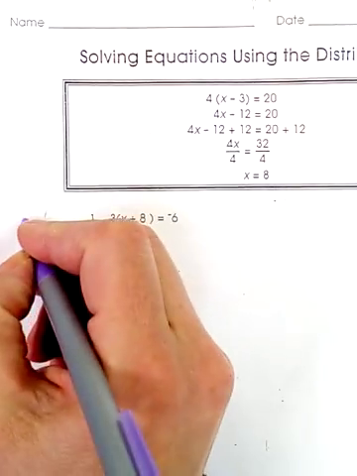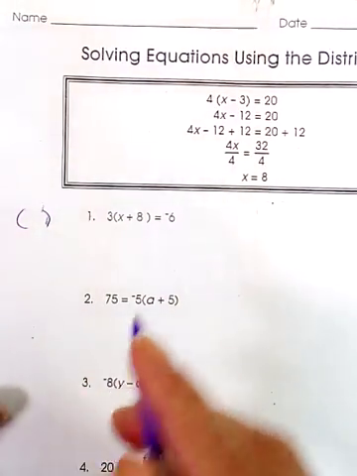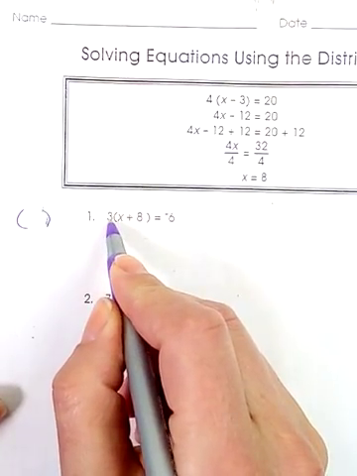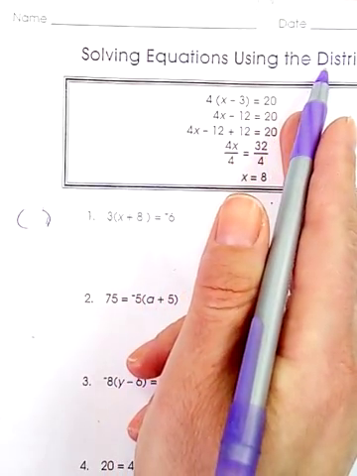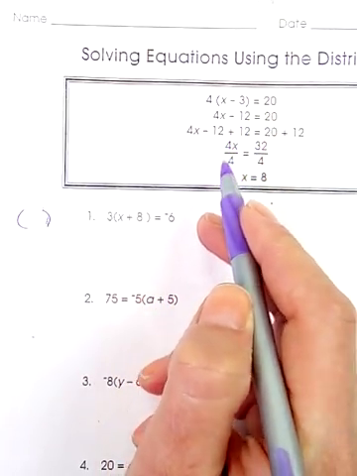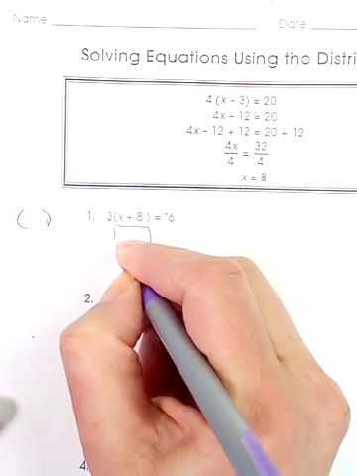Checklist says parentheses first. Are there any parentheses? Yes, there are. Parentheses is this 3's touching parentheses, which means multiplying, which means distributing. Don't forget you have an extra example up here. This is when we did the whole box method thing.